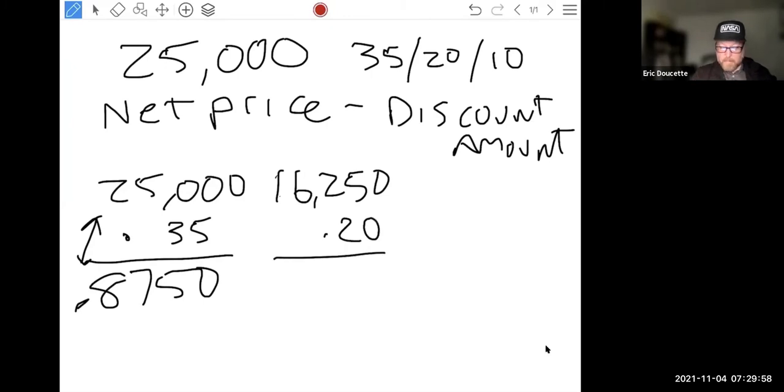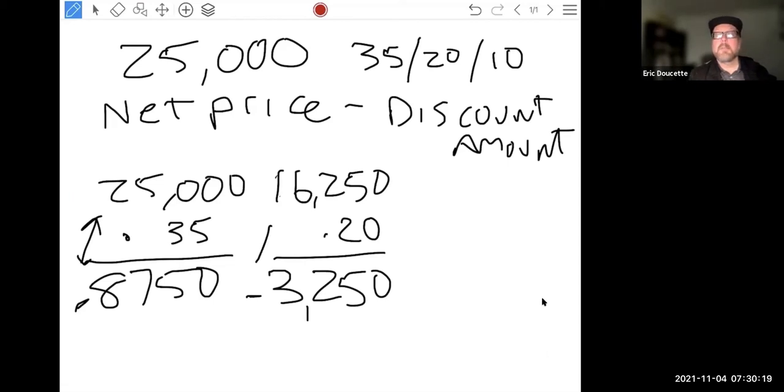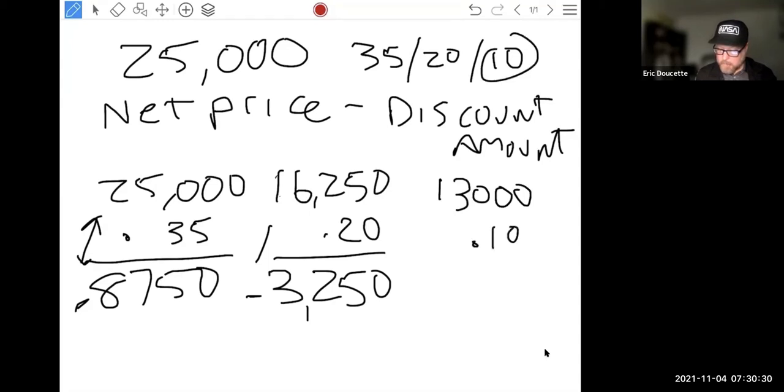That's my next discount. So I'm going to take 16,250 and multiply that by 0.20, and that's going to give me my new discount amount. Another discount is 3,250. So I'm going to subtract that from 16,250. That's going to give me a new balance of 13,000. But I'm also going to get a 10% discount. So I'll get 10% more off of that.